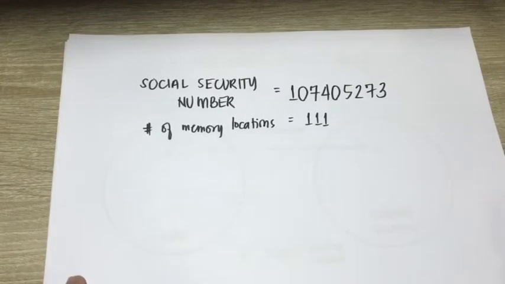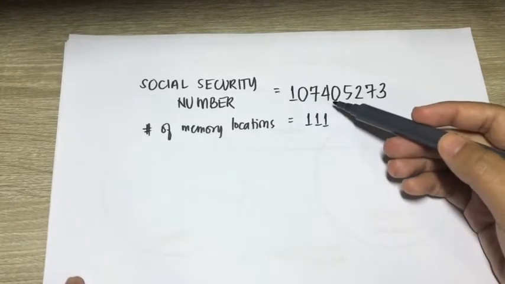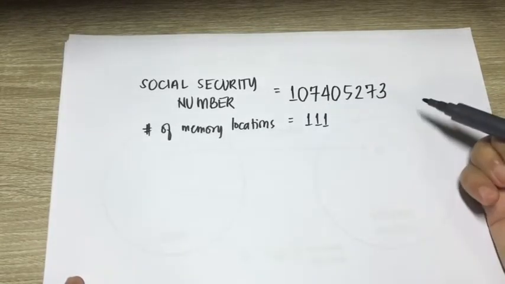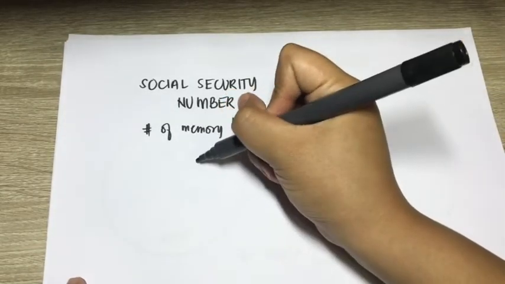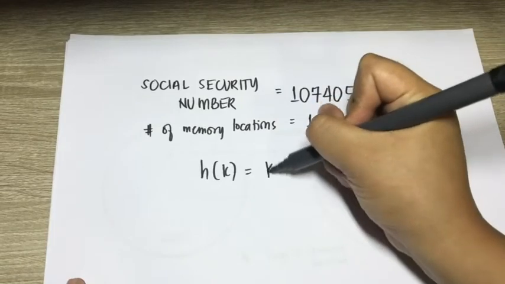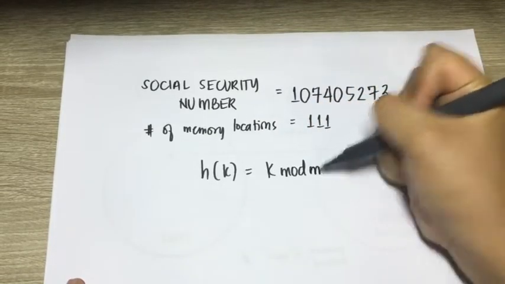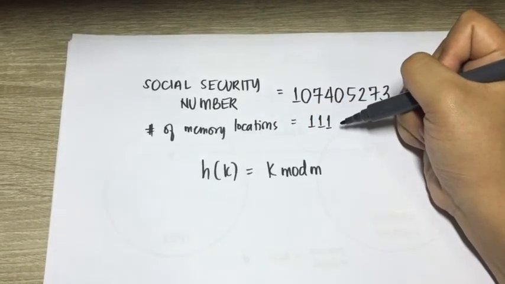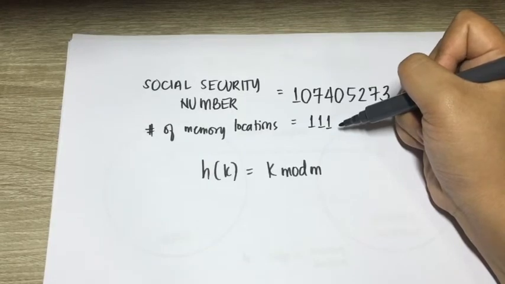Now, how about for a person having a social security number of 107405273? Again, we're just going to apply the hashing function, h of k equivalent to k modulo m. Again, we have 111 memory locations available.